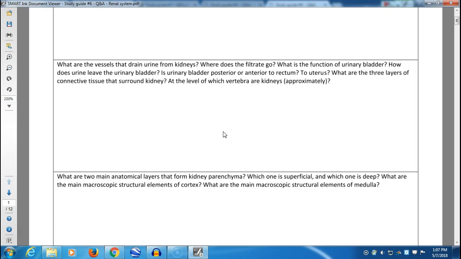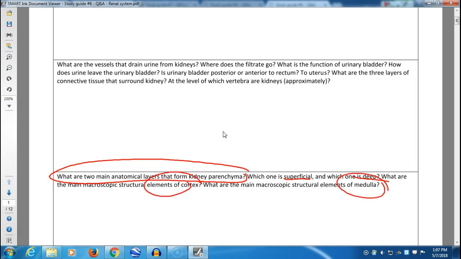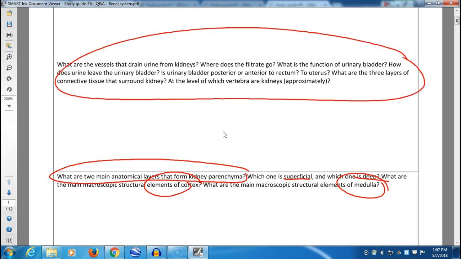So there are two layers in the kidneys, right? There's a cortex and medulla. Cortex is superficial, medulla is deep. Microscopic structural elements of the cortex are renal columns. Medulla are renal pyramids, right? I'm gonna come back to this one a little later.